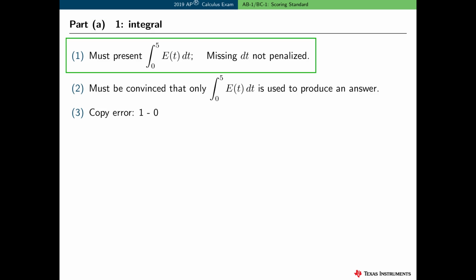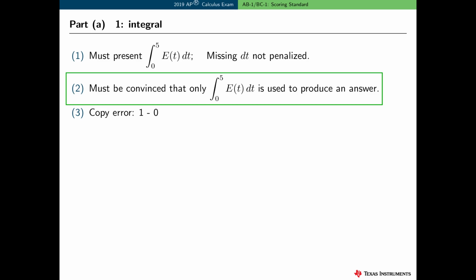And the student must explicitly write this definite integral, but will not be penalized for omitting dt. In the student's presentation, we must be convinced that they are using only this definite integral to produce an answer. And that means there can be no additional parts to the integrand or extra constants.